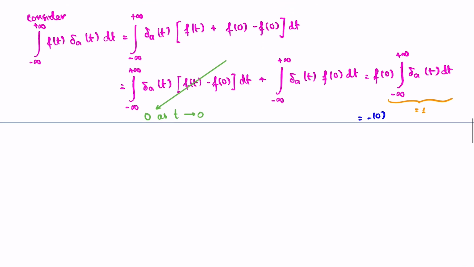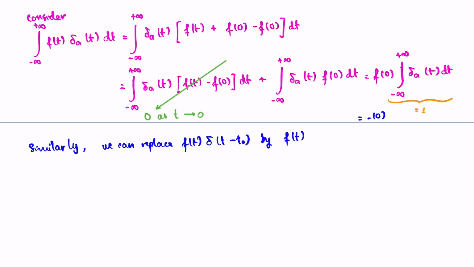That is, similarly, we can replace f of t times delta of t minus t0 by f of t0 times delta of t minus t0. Then let me explain that a little bit.